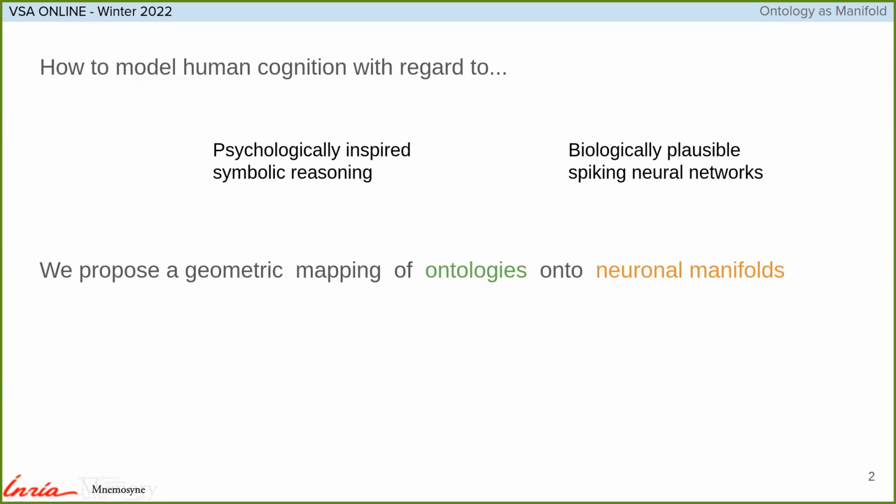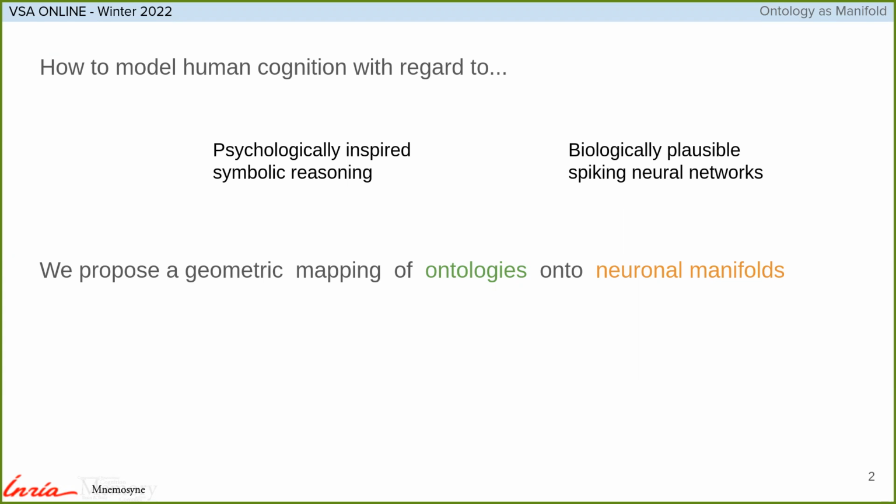To set up the context a little bit, our team is especially interested in modeling human cognition and human memory. As you may know, there are different ways to model human cognition with regard to psychology, and these kinds of models will mostly be on the symbolic side. On the biological side, we now use more and more neural network models. Spiking neural networks are especially biologically plausible and closer to how we think neurons work in the human brain.